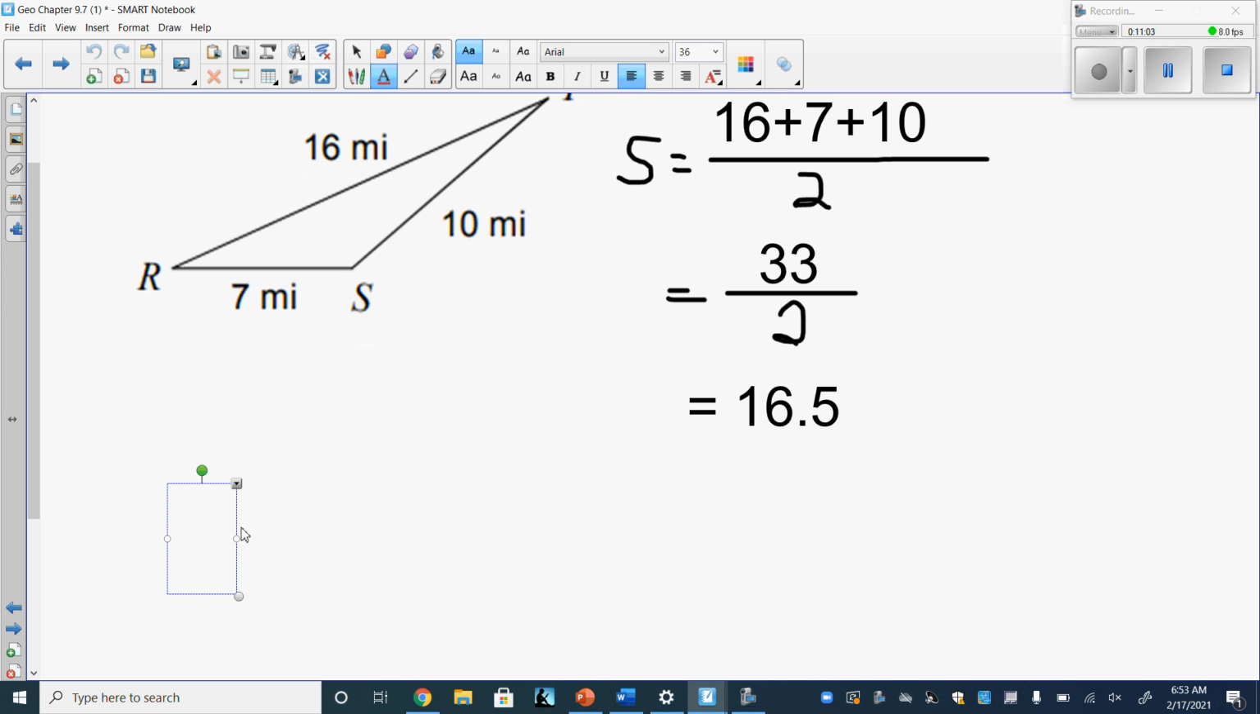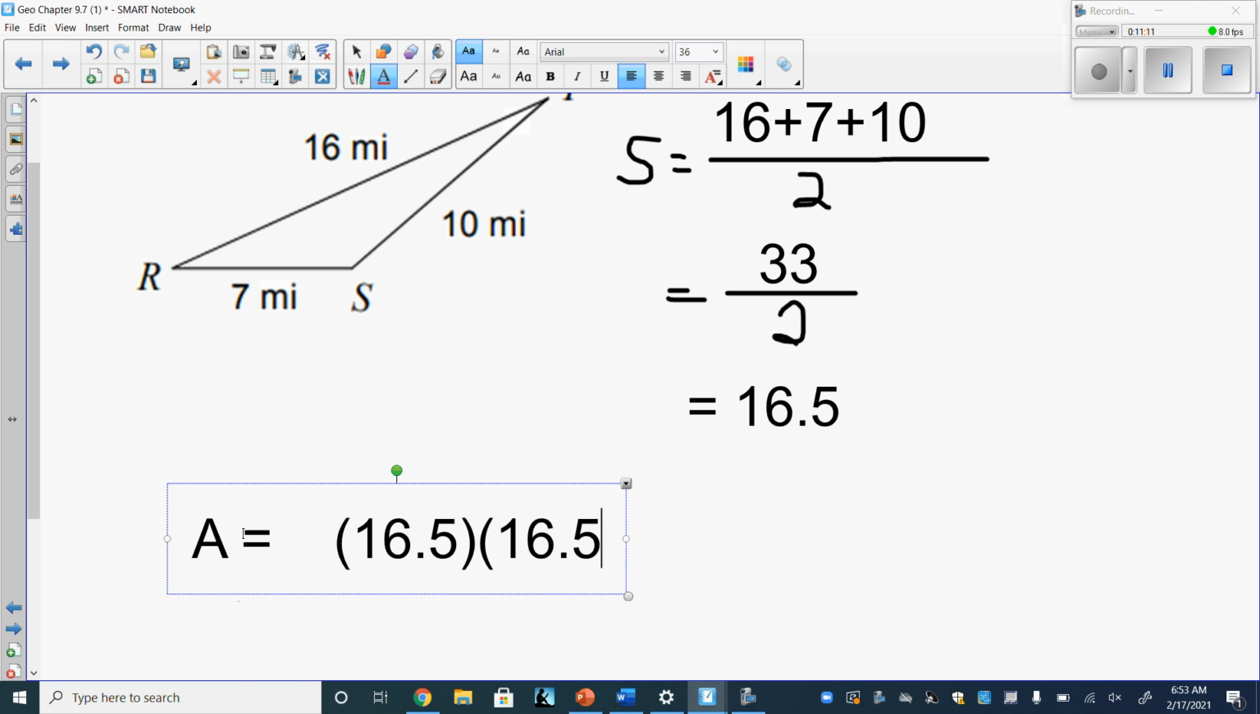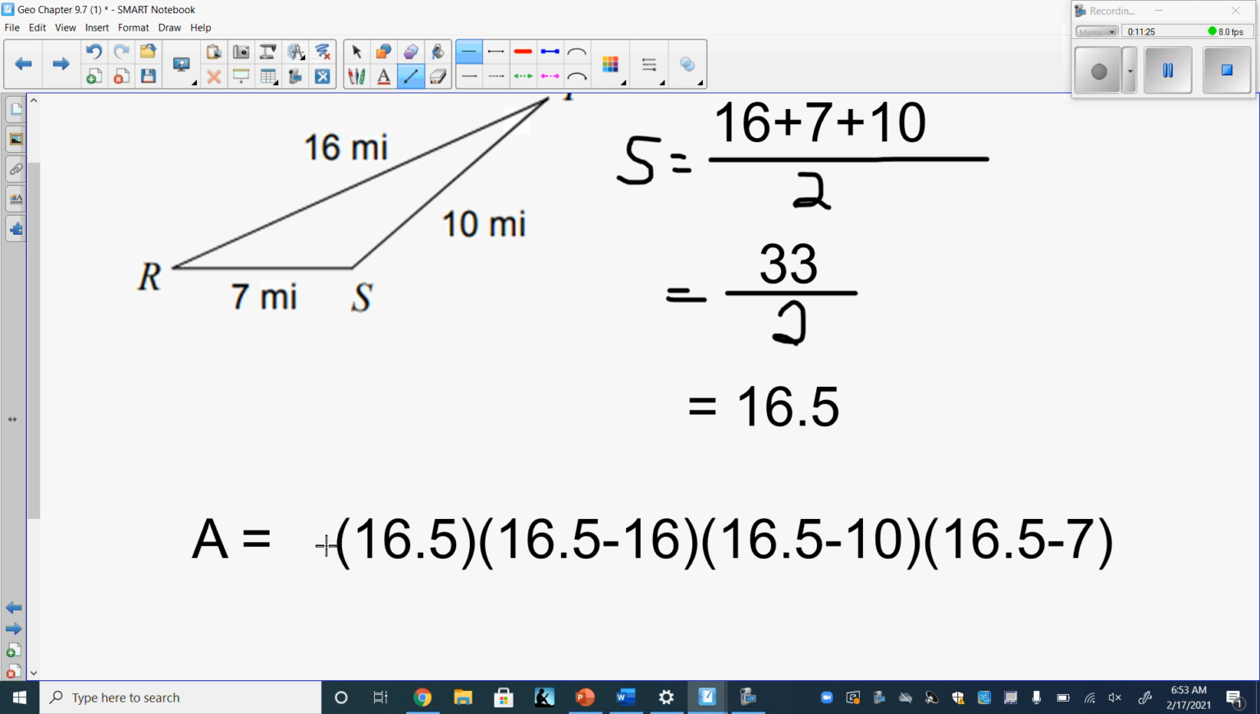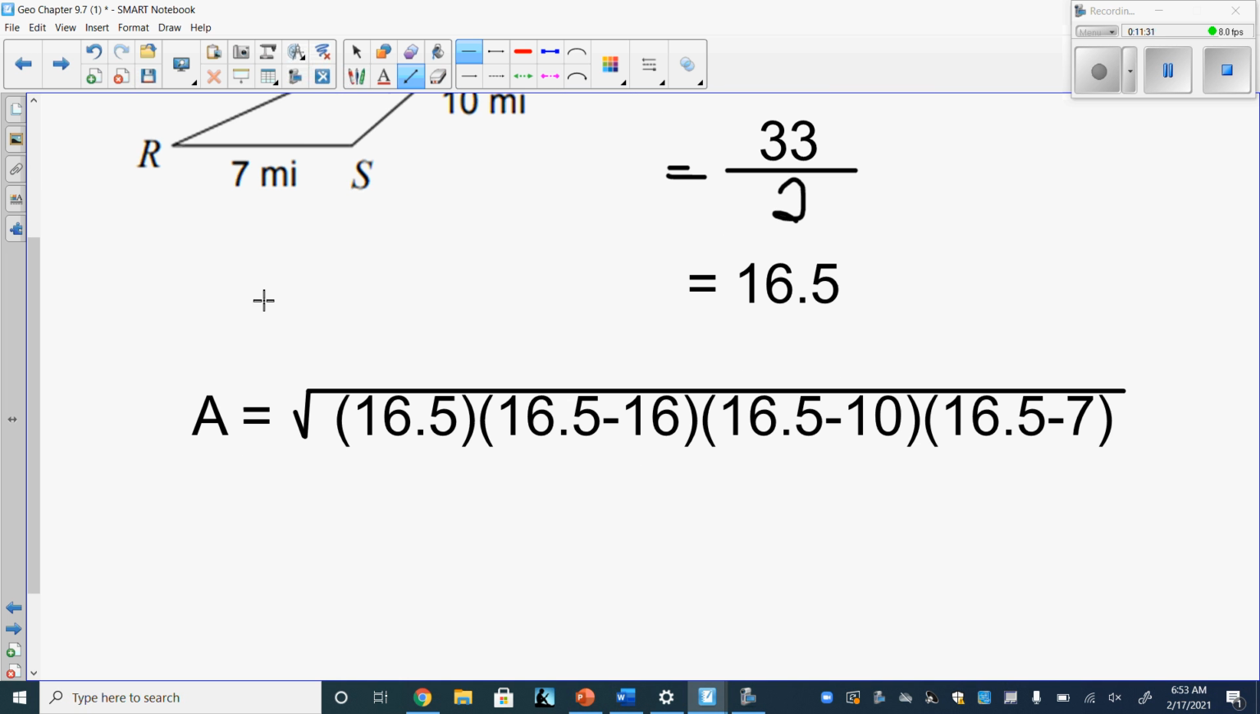Which is helpful because when we're solving for the area, we're going to take 16.5, multiply that by 16.5 minus 16, one of the side lengths, minus 10, one of the other side lengths, and the last side length is 7. And we have all of these here. And we're taking the square root of it.